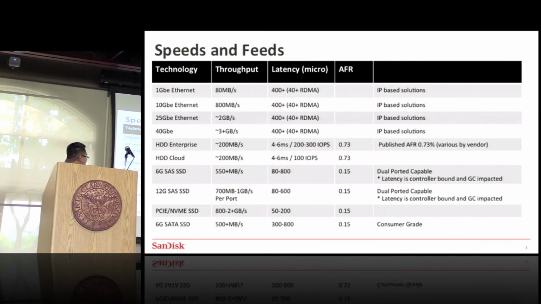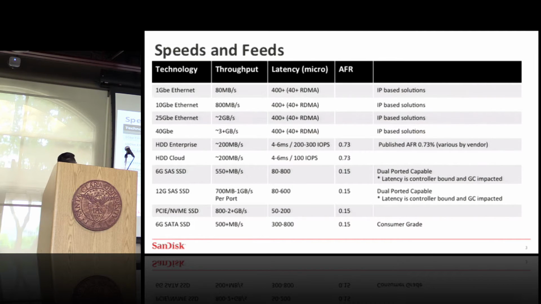So when you start looking at some of the newer 12G SAS devices, you're going to see sub 200 microsecond latency through that bus. And then PCIe NVMe devices, 800 megabytes to 2 to 3 gigabytes per second. Again, it's related to the PCIe bus. You can get faster. The latency is about 50 to 200 microseconds. Again, it's related to NAND latencies. You actually can get slightly better latency; that's tricks that people play. And then SATA drives are about 500 megabytes per second.